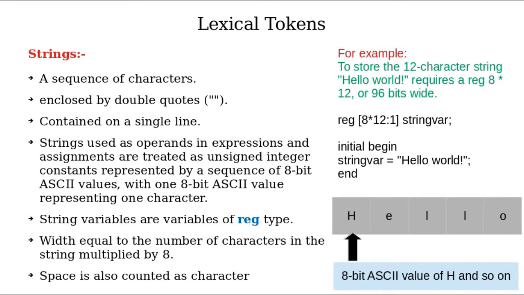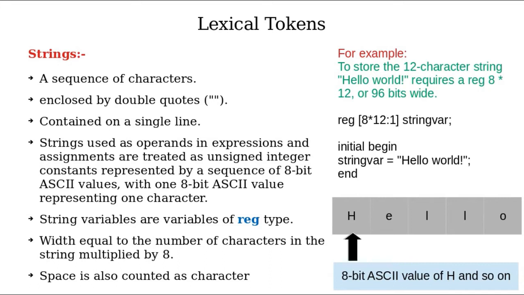A string is a sequence of characters enclosed by double quotes. A string should be contained on a single line. In an expression, a string used as an operand is treated as an unsigned integer constant represented by a sequence of 8-bit ASCII values. Each character in a string has an individual ASCII value. String variables are of reg type. Reg is a data type which will be discussed in the next lecture 3.